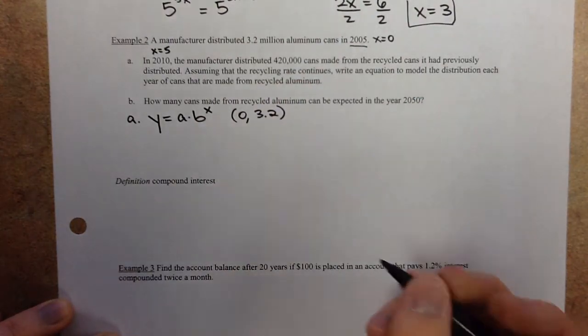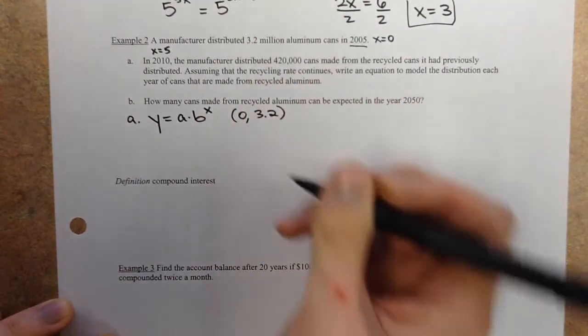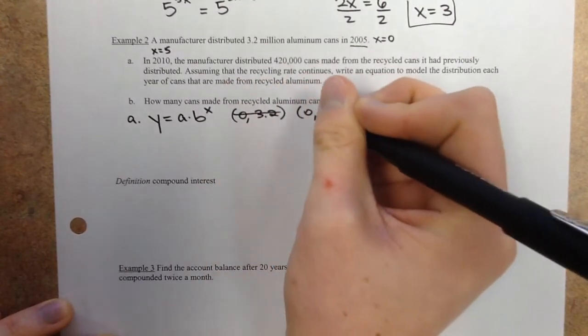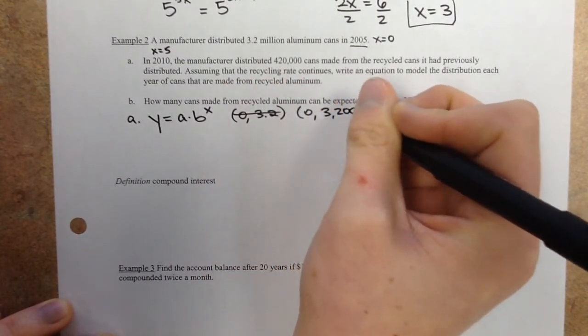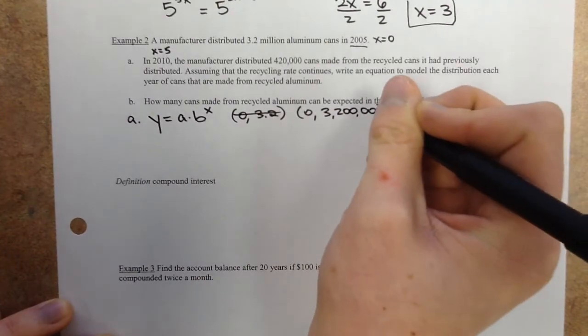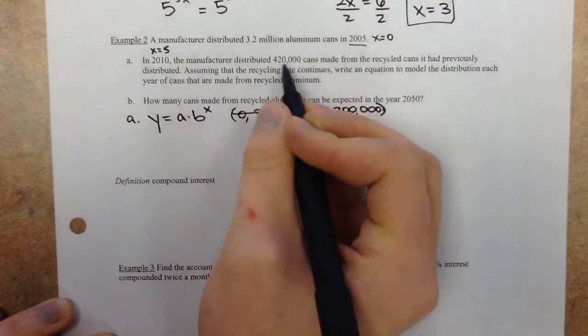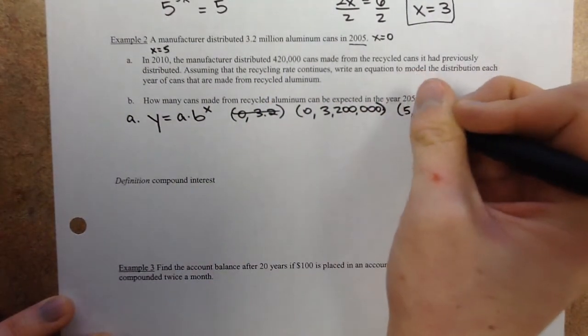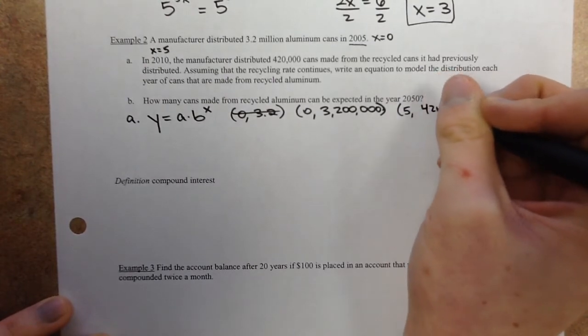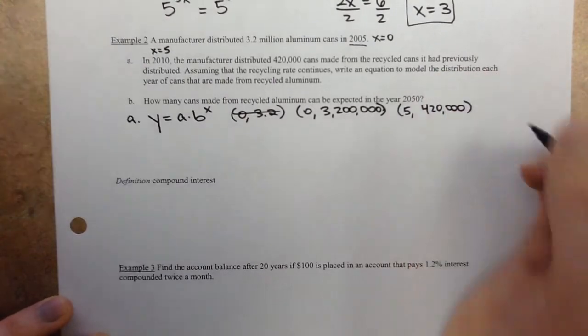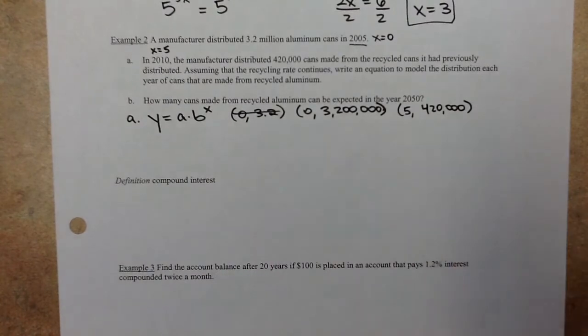And then, actually we should probably do millions. Sorry. Yeah, let's write it like that. And then the next one is this right here. So in year 5, we had 420,000 cans. So we are going to use these 2 points right here, and we're going to find our exponential function.